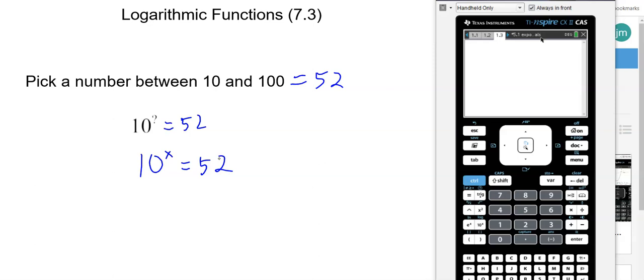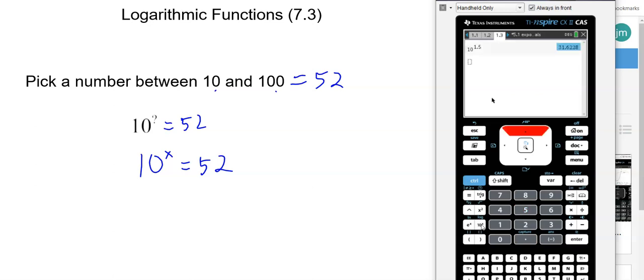In fact, 10 to the first power is 10. 10 to the second power is 100. So I'm guessing the answer is somewhere between 1 and 2. There's actually a button in your calculator. If you look over here, right next to the number 1 there, it says 10 to the x. So we're going to guess, let's just guess 1.5 and see if that's equal to 52.